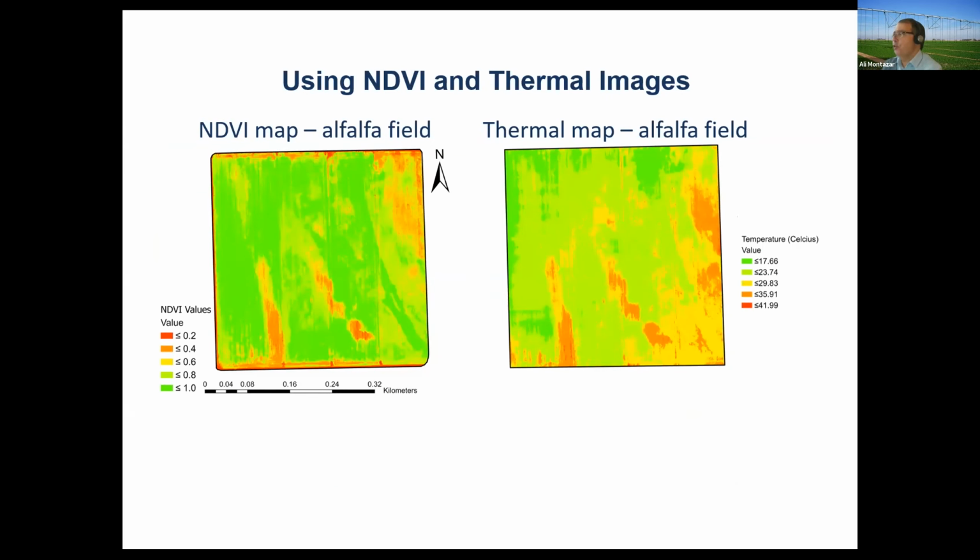So here I have two maps from my alfalfa field in Palo Verde Valley. The left side map shows NDVI values. The values change from less than 0.2 to 1. You see the scale. And we see variable NDVI in the field, which means different parts of the field might have different crop coefficient. When it comes to orchard, probably we can do a better job with irrigation management.